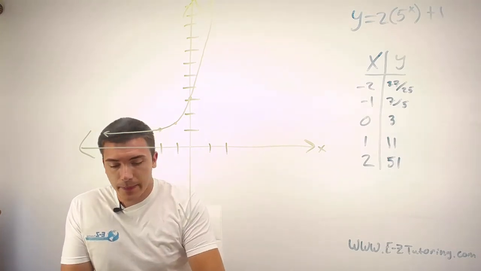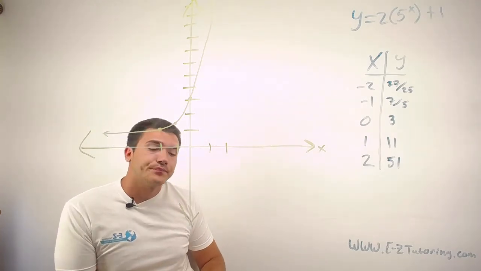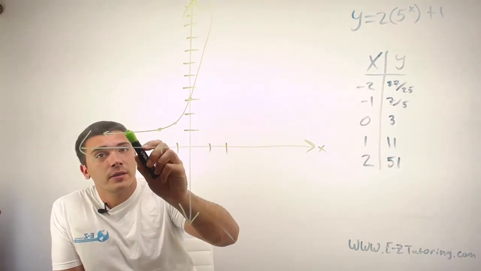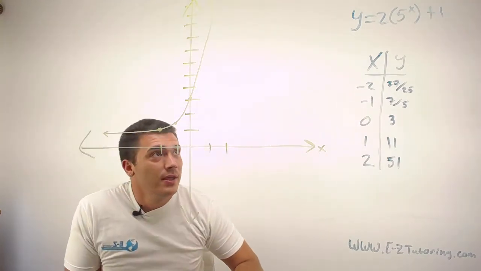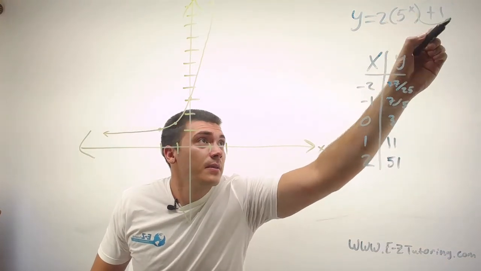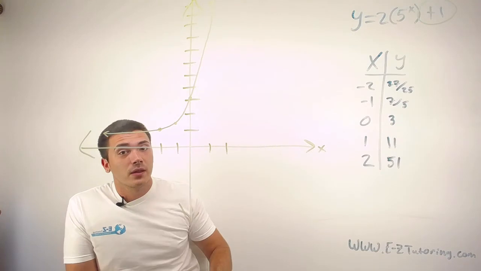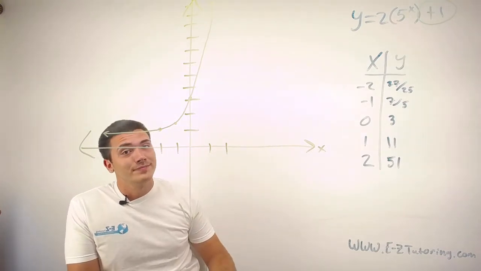Okay, so look at the difference of this graph. Right now it gets close to 1 instead of getting close to 0, that is because of this number right there. That is a vertical shift up 1 unit.